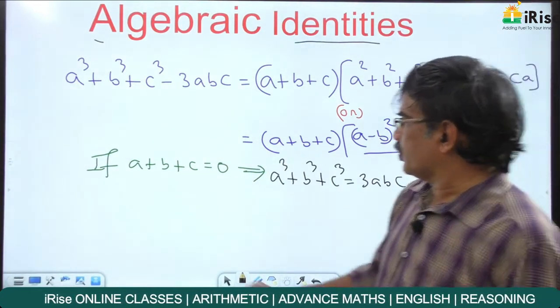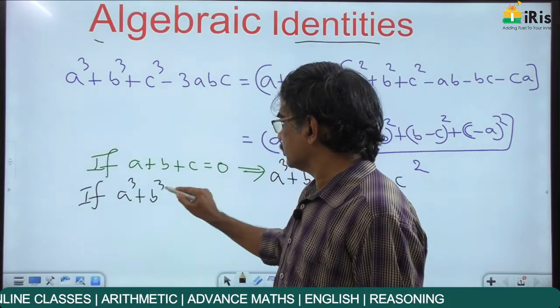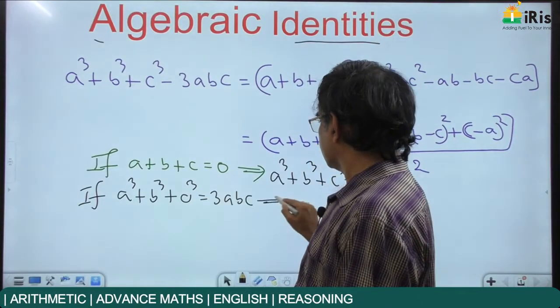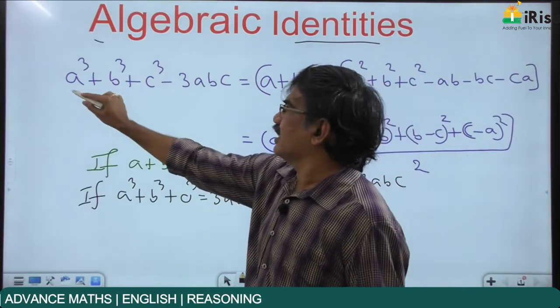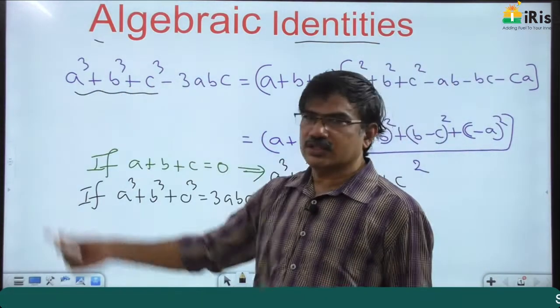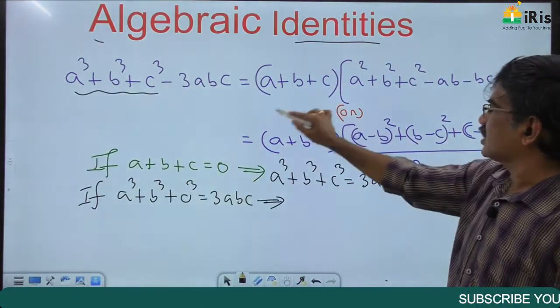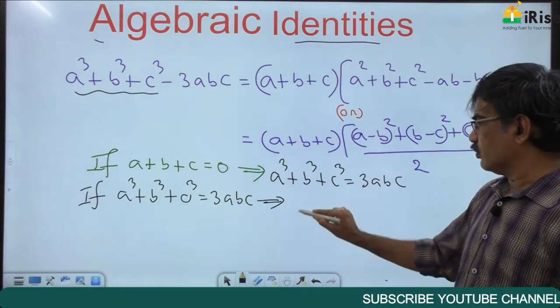And if a cube plus b cube plus c cube is equal to 3abc, then a cube plus b cube plus c cube minus 3abc is 0, so the left hand side is 0. If the left hand side is 0, either the first part is 0 or the second part is 0. So here we have two cases.